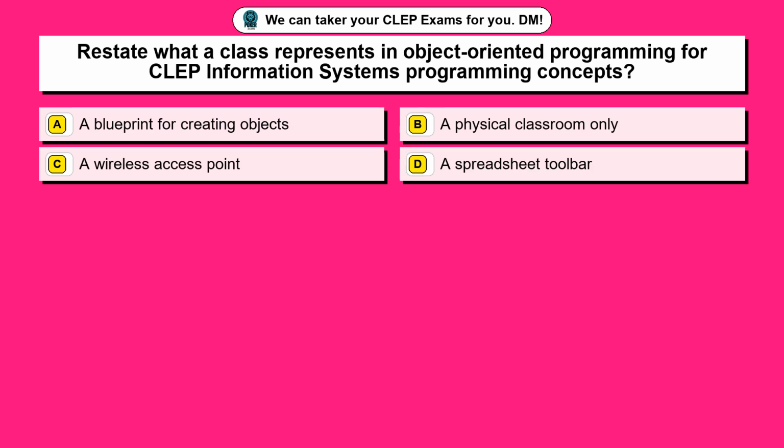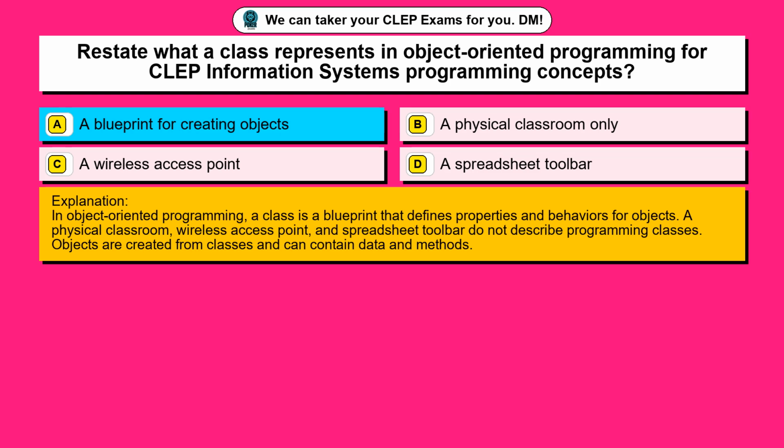Question 91. Restate what a class represents in object-oriented programming for CLEP Information Systems programming concepts. Option A, a blueprint for creating objects. Option B, a physical classroom only. Option C, a wireless access point. Option D, a spreadsheet toolbar. The correct answer is option A, a blueprint for creating objects.